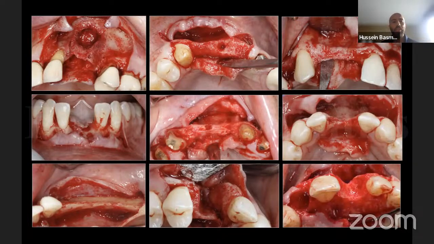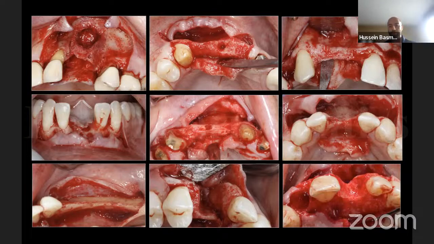If we look at all these pictures and cases, we can see that every time we deal with a patient, it's a completely different animal. We're talking about mandible, maxilla, anterior, posterior, intrabony, extrabony, horizontal, vertical, or combined defects.